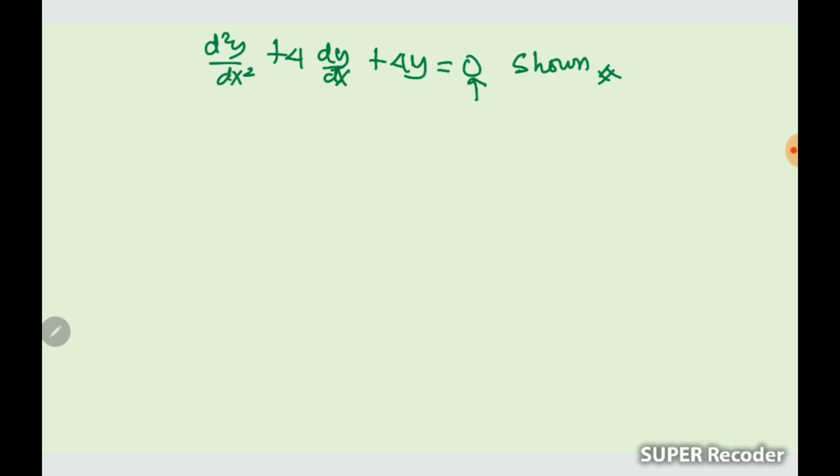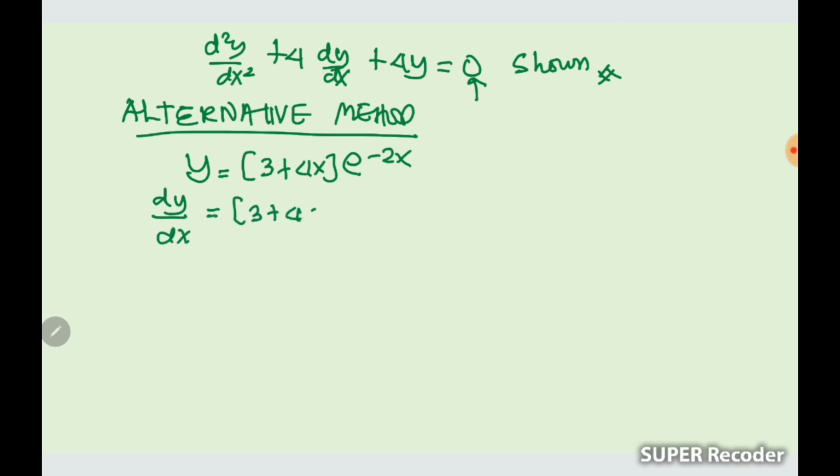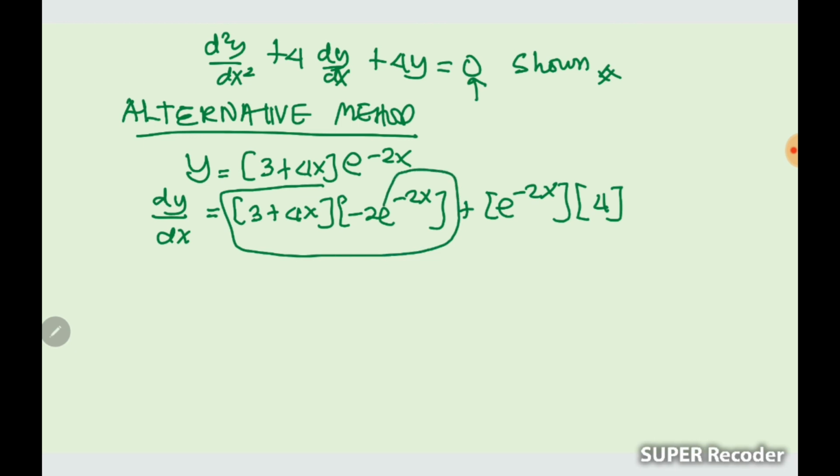Okay, now I would like to share the second method, or I call it the alternative method. So what is the alternative method? We will use the first result. If just now the question is given y equals 3 plus 4x multiplied with e to the power of negative 2x, we just get dy dx just now. dy dx is equal to 3 plus 4x multiplied with negative 2e to the power of negative 2x plus e to the power of negative 2x multiplied with 4. We've done this before. Then I want you to notice that the expression that I highlight here now is actually equal to y.